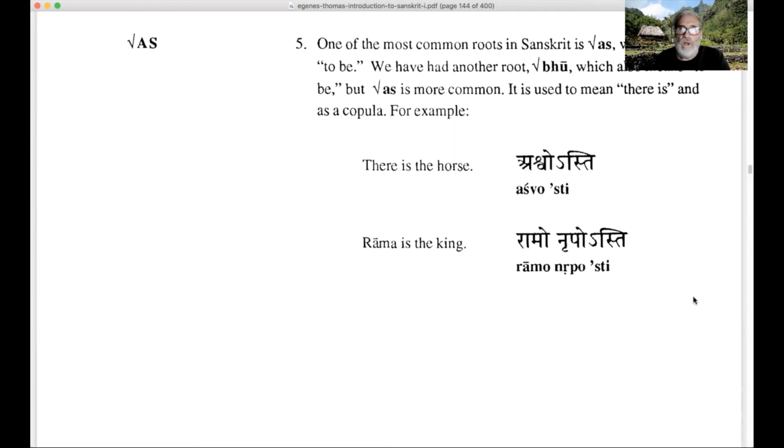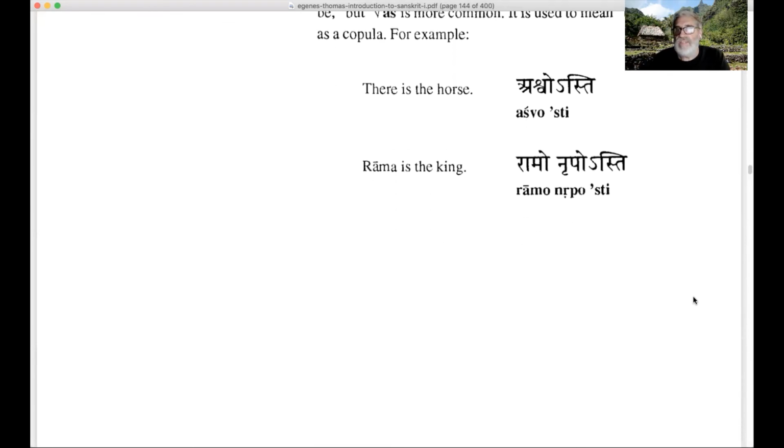Okay, let's do another one. Ramo nripo'sti. Again, we get this asti with a short a in the beginning of it, and because of the short a and the visarga in nripaha, the Sandhi is nripo. Nripaha asti becomes nripo'sti. If we break the Sandhis, we get Ramaha, nominative singular, Nripaha, nominative singular, asti, third person singular, present tense. So Ramo nripo'sti becomes Ramaha nripaha asti.